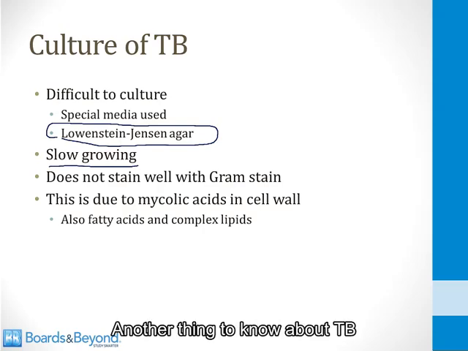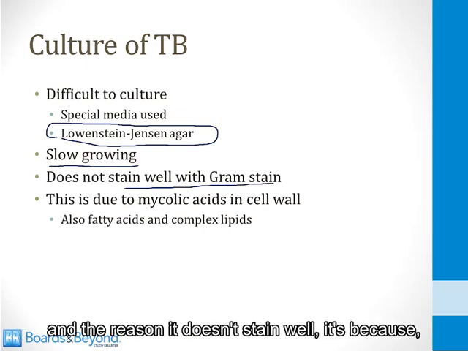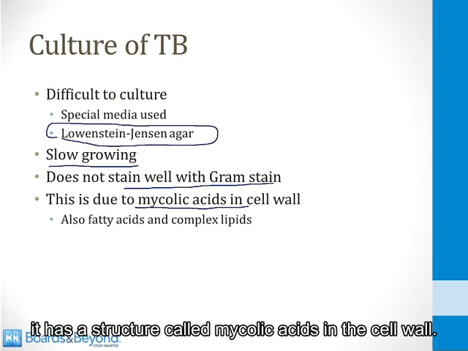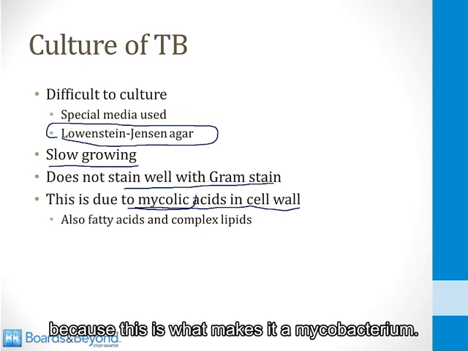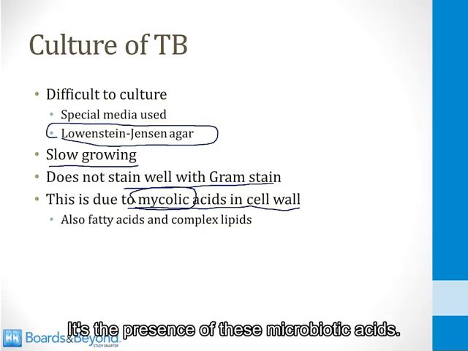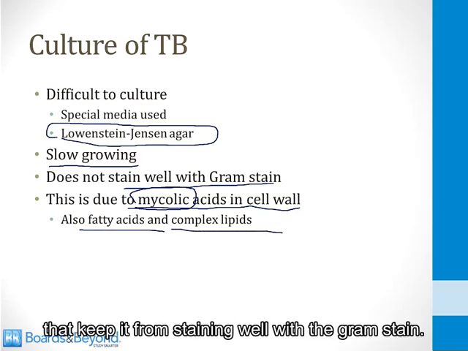Another thing to know about TB is it doesn't stain well with the Gram stain, and the reason it doesn't stain well is because it has a structure called mycolic acids in the cell wall. And it's easy to remember this because this is what makes it a mycobacterium. It's the presence of these mycolic acids. There's also some fatty acids and complex lipids in the cell wall that keep it from staining well with the Gram stain.